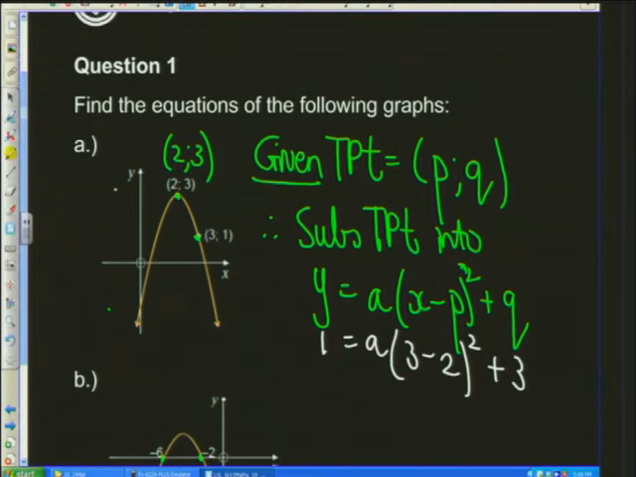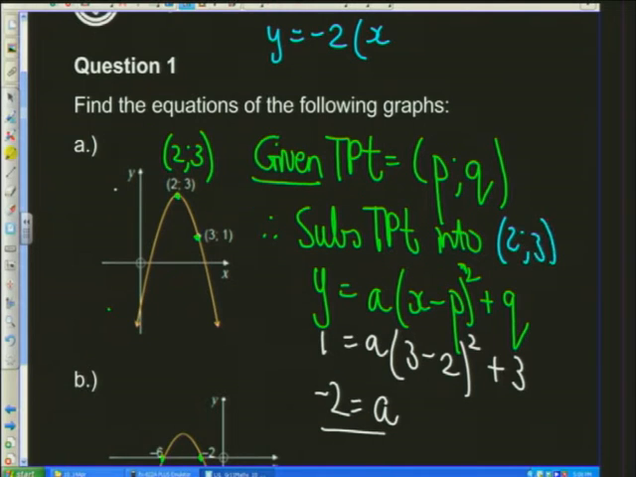And we then have that 1 minus 3 is negative 2, so a is equal to negative 2, since 3 minus 2 is 1, and 1 squared is just 1. So a is equal to negative 2. So I can now go into my equation and say that I've got y equals negative 2, and I now substitute my PQ as (2, 3). That's my PQ. (x minus 2) squared plus 3. Okay, so that becomes the equation.